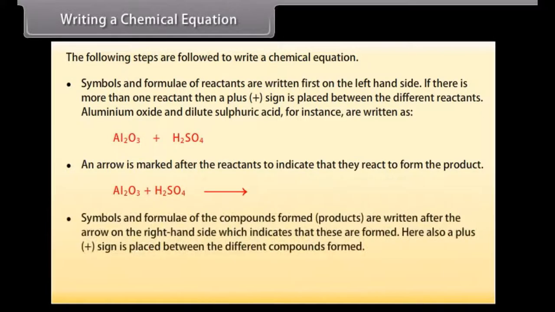An arrow is marked after the reactants to indicate that they react to form the product. Symbols and formulae of the compounds formed, products, are written after the arrow on the right-hand side, which indicates that these are formed. Here also a plus sign is placed between the different compounds formed. For example, Al2O3 plus 3H2SO4 gives Al2(SO4)3 plus 3H2O.